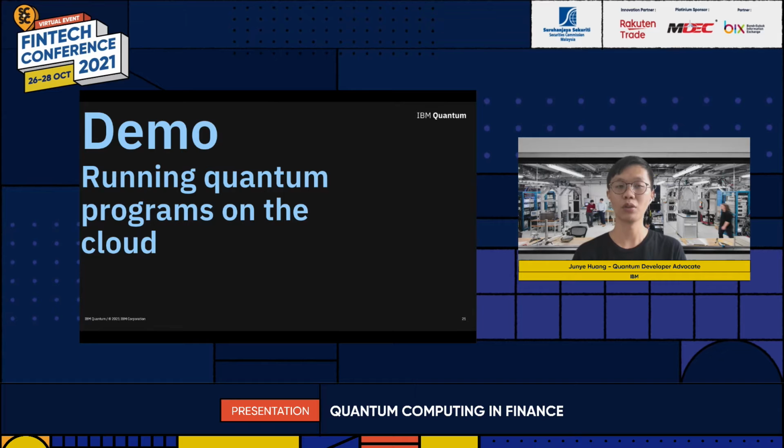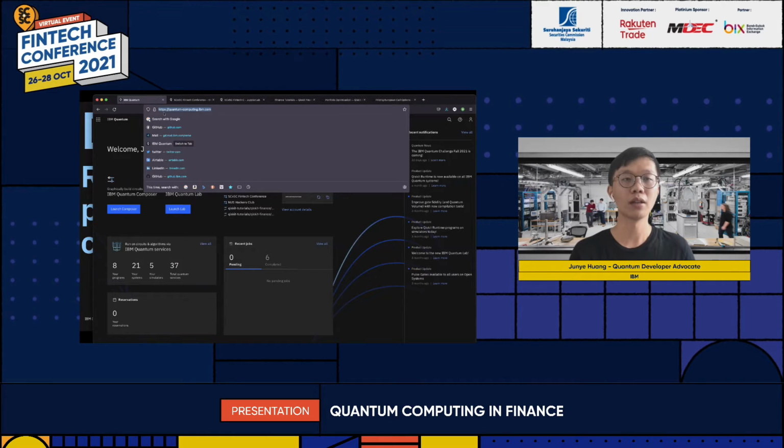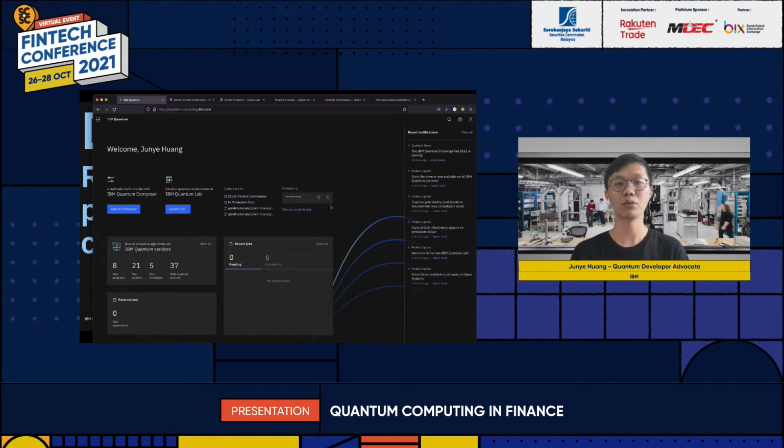So that's the introduction to quantum computing, and I'm going to quickly switch over and show you a demo of how to run a quantum program on the cloud. Hopefully you can see my browser. If you go to quantum-computing.ibm.com, you'll be able to register an account, and after registering, you go into this account.